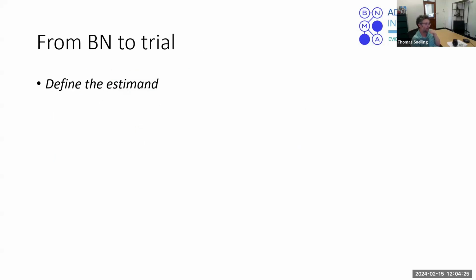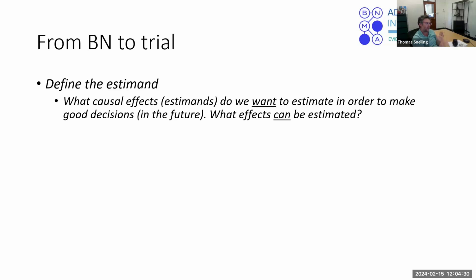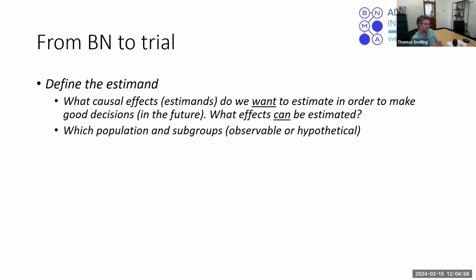So just quickly, going from a BN to the trial, we use the BN to define the estimand, where the estimand is the causal effect that we want to estimate in order to make good decisions in the future. But we have to contrast that with the effects that can be estimated. So sometimes a domain expert will come to us saying this is what they want to measure, but by virtue of the way that the trial is designed, they may not be able to actually measure that specific causal effect, and the Bayesian network can help us to make those issues explicit.